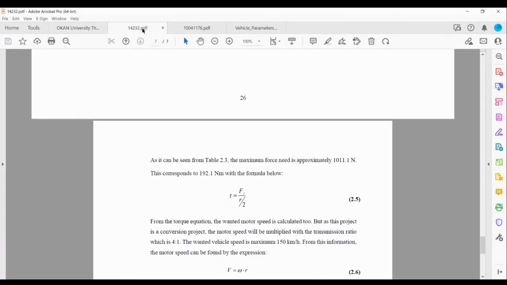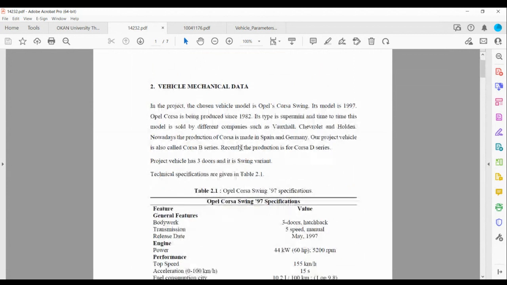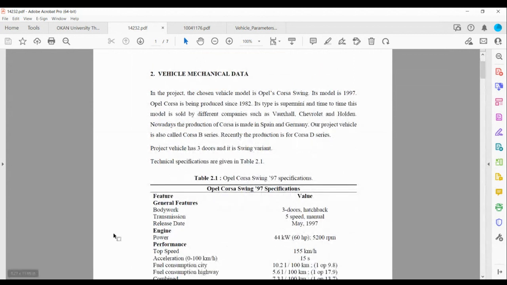Reference is important. In another slide, you can see vehicle mechanical data. I hope you can see this PDF. I changed another slide. This is Opel Corsa data. You can see, I hope. I will check from class. Yes, okay. Vehicle mechanical data.